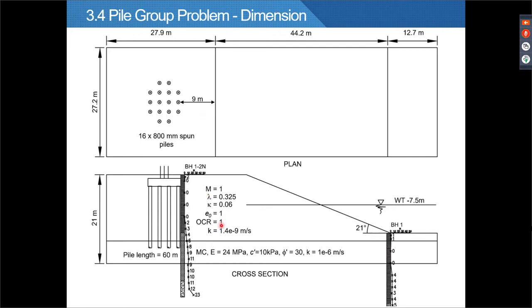The water table is 7.5 meters below ground. The SPT N value for the top 60 meters is 0 to 4, which implies very soft clay material. The parameters were developed from 1D consolidation tests, and they are listed here. Below the soft clay is loose sand. The behavior of the sand is modeled by the Mohr-Coulomb model. We only model the top 21 meters where the soft and loose materials are, because they have a prominent effect on the slope movement.